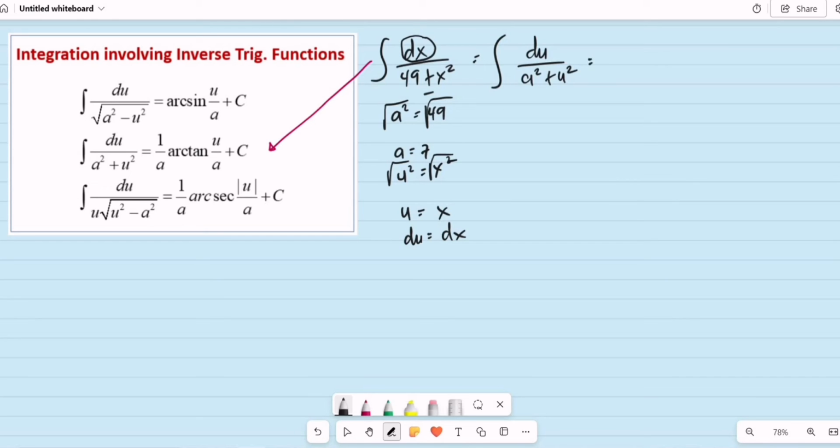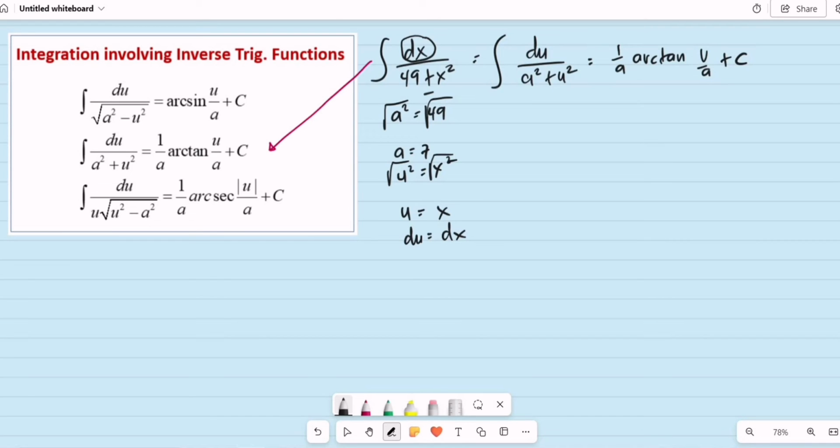So we'll be having the second equation, the integral of du divided by a squared plus u squared is equal to 1 over a arctan of u divided by a plus c.